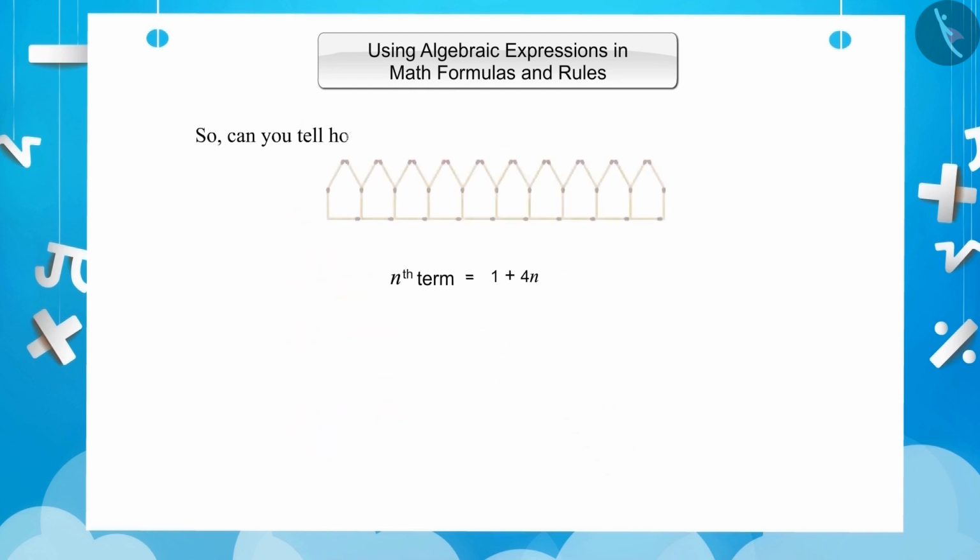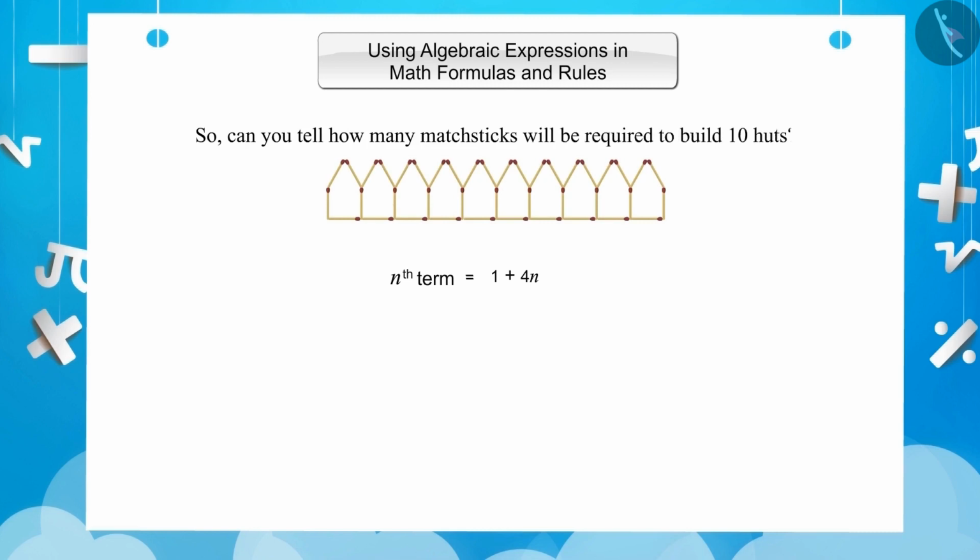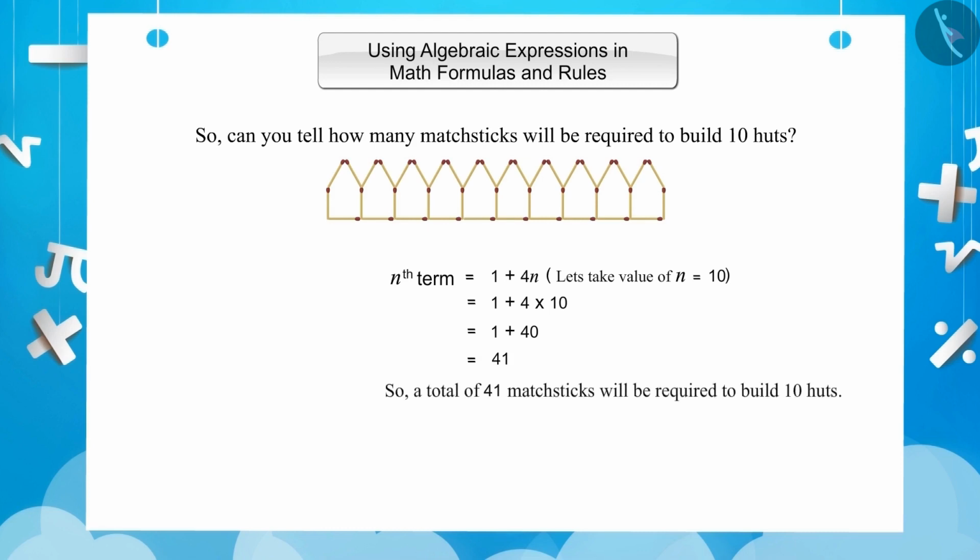So children, can you tell how many matchsticks will be required to build 10 huts? Let's take the value of n as 10. So, according to the formula, if we place the value of n in the rule, we will get 1 plus 4 multiplied by 10 is equal to 1 plus 40 is equal to 41. So, a total of 41 matchsticks will be required to build 10 huts.